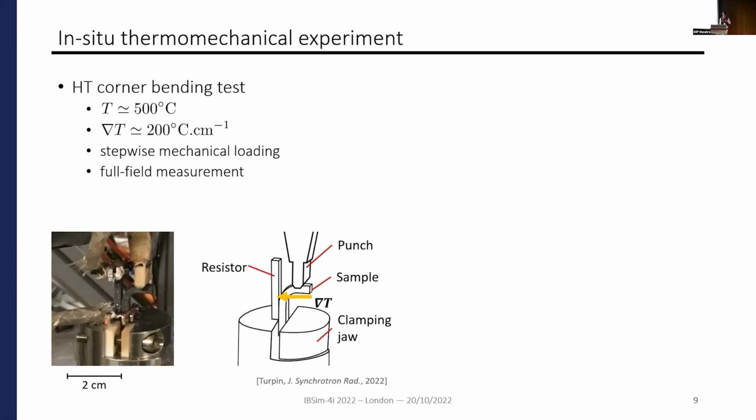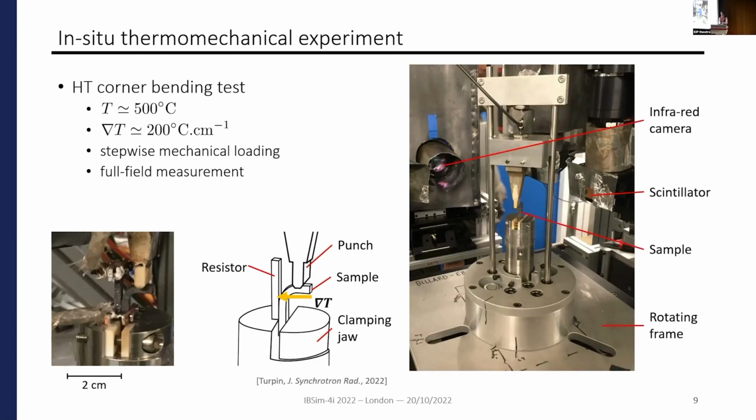And the experiment is instrumented with full field measurement. So the first measurement technique is tomography. Here you can see the setup at the Psyche beamline at Soleil. Here's the loading device. And we also put an infrared camera to be able to measure the temperature field on the external surface of the sample.